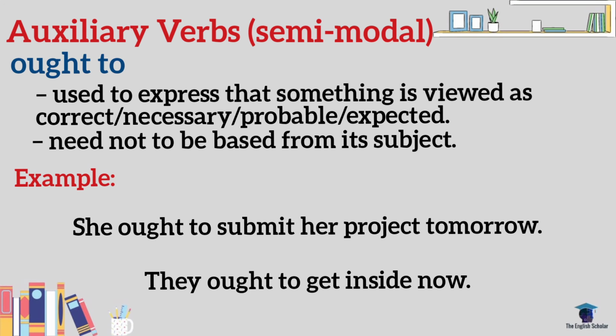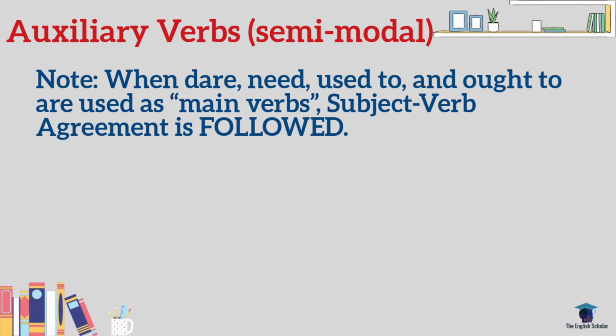So those are the ways and the patterns when we use these four as our helping verbs to the main verbs. But when we use dare, need, used to, and ought to as our main verbs, then this would be the time that the subject-verb agreement is followed. For dare and need, there are changes, but for ought to and used to, everything remains the same. So we'll tackle dare and need only.